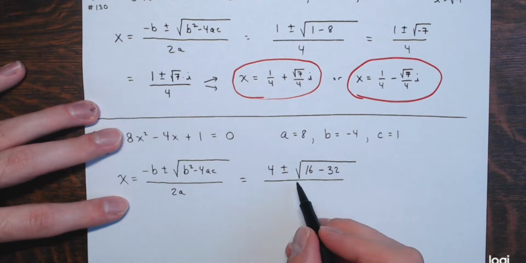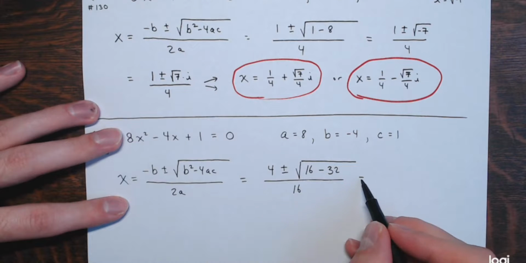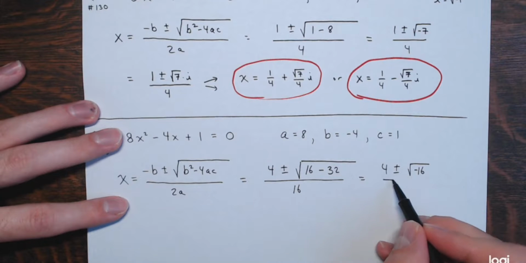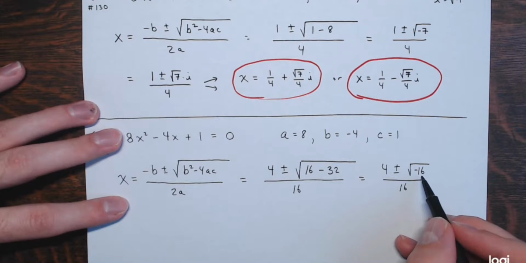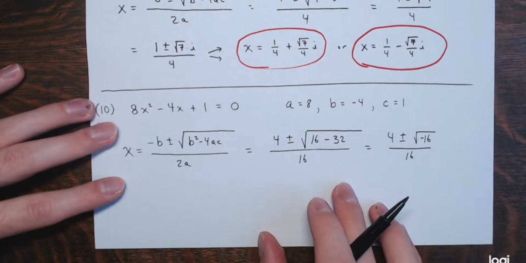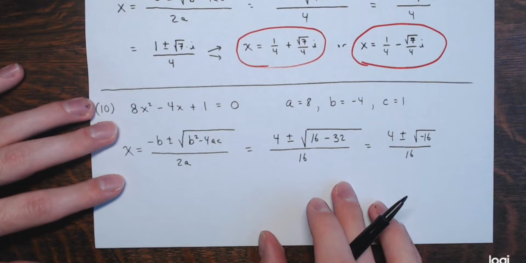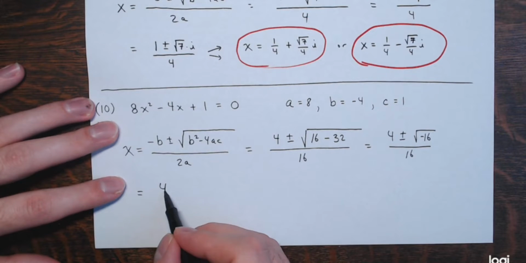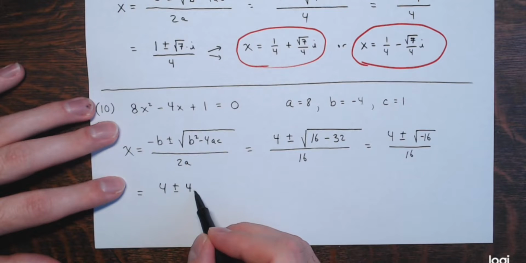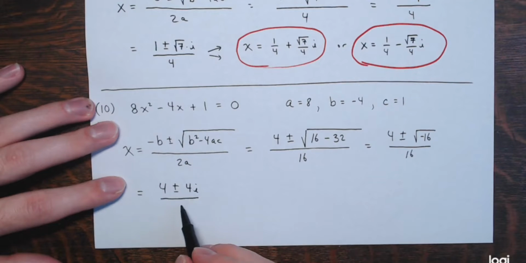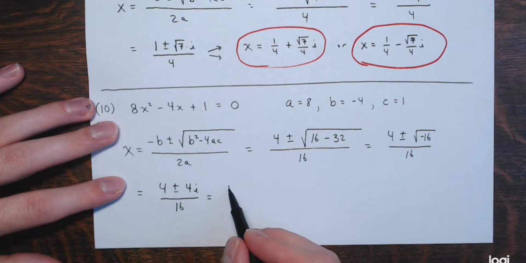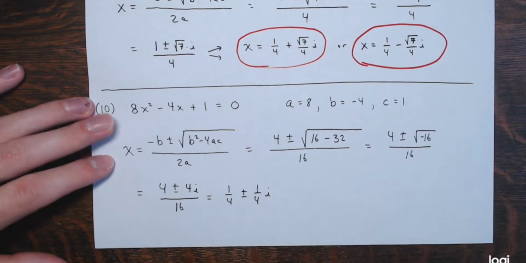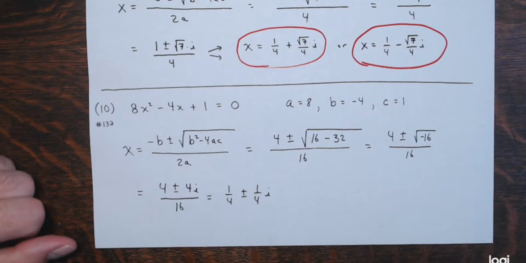Divided by 2 times a, 2 times 8 is 16. So this is 4 plus or minus the square root of negative 16, divided by 16. The square root of negative 16 is 4i. It's imaginary. This is the square root of 16 times i. So we have 4 plus or minus 4i, and then divide each of these by 16. So that'd be 1/4 plus or minus 1/4 i, dividing each of those terms by 16 and simplifying.